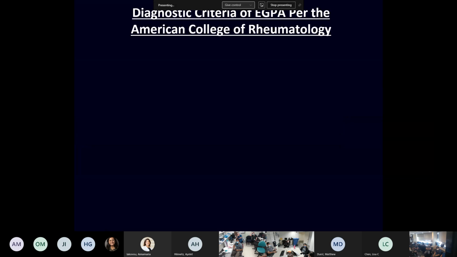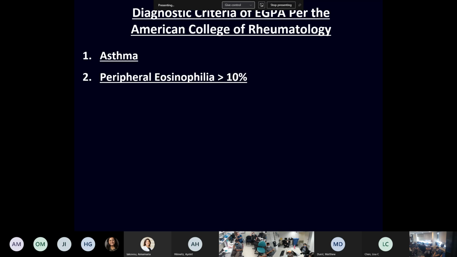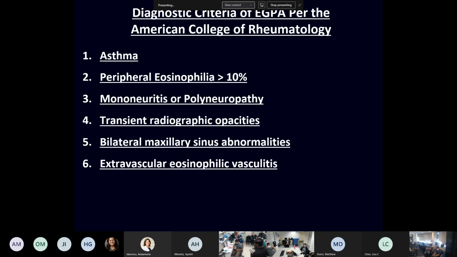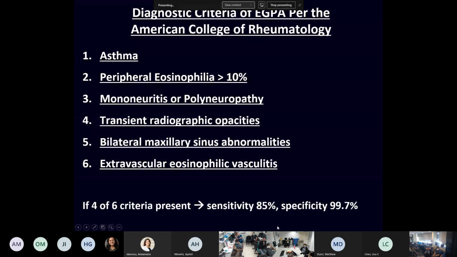So what are the diagnostic criteria of EGPA for the American College of Rheumatology, as was asked in the question? Asthma, peripheral eosinophilia, neurologic involvement, so mononeuritis or polyneuropathy, radiographic opacities that are peripheral, sinus involvement, and then an extravascular eosinophilic vasculitis, whether it's renal, whether it's cutaneous, whatever it is, some extravascular involvement. If you have 4 out of these 6, the sensitivity is 85%, and the specificity is up to 99.7%. But again, I think if you have a patient that has history of asthma with eosinophilia, sinus involvement, and radiographic opacities, you should have a heightened awareness for possible EGPA.